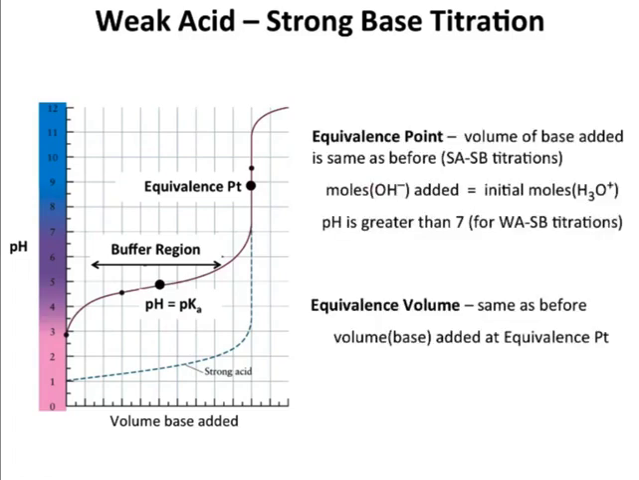Something else that's new here is the equivalence point is at a pH greater than 7. So its X value, down here, would be the same, because that just depends on concentration. But the Y value is higher. The pH is greater than 7. And this is because you have just the conjugate base left at the equivalence point, and that functions like a base. The volumes are still the same, so that's not changed.